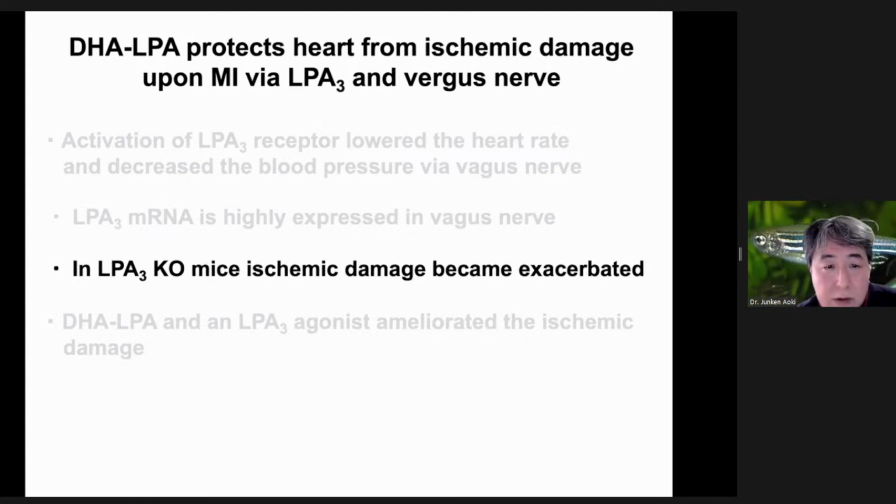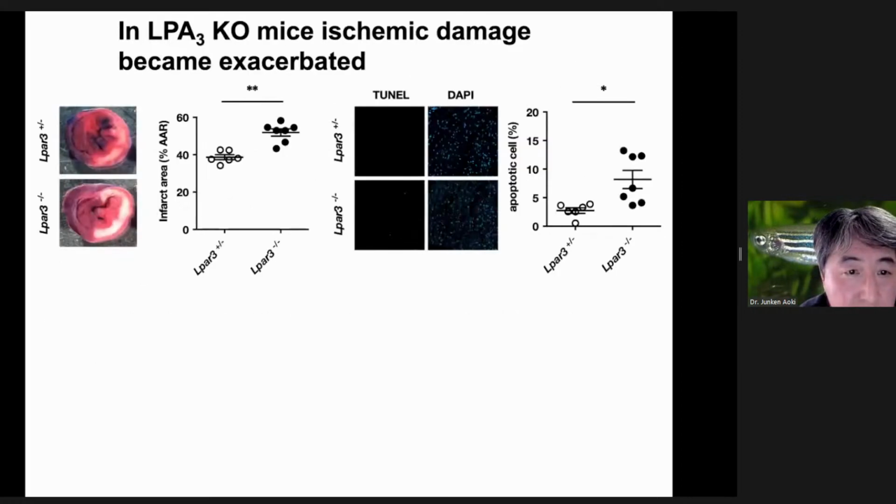So we also examined the effect of ischemic damage on LPA3 knockout mice. And we found that in LPA3 knockout mice, ischemic damage became exacerbated. So as you can see here, the infarcted area after MI treatment in LPA3 knockout mice is larger compared with heterozygous control mice.